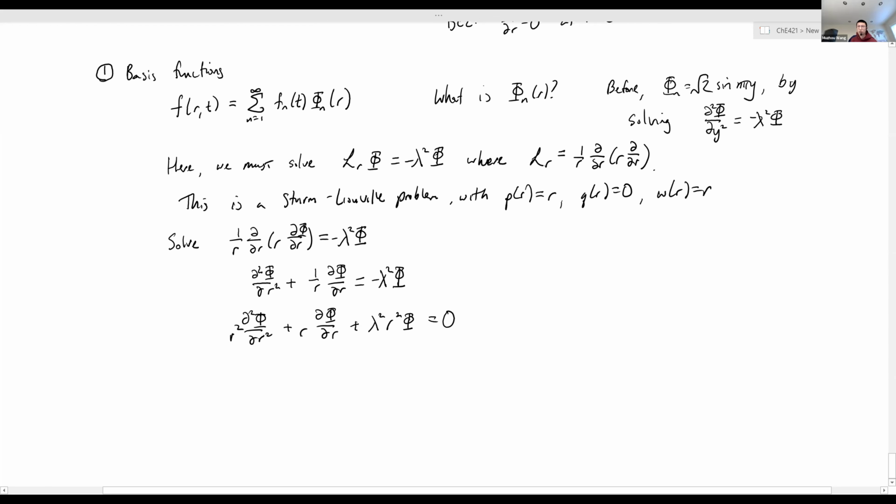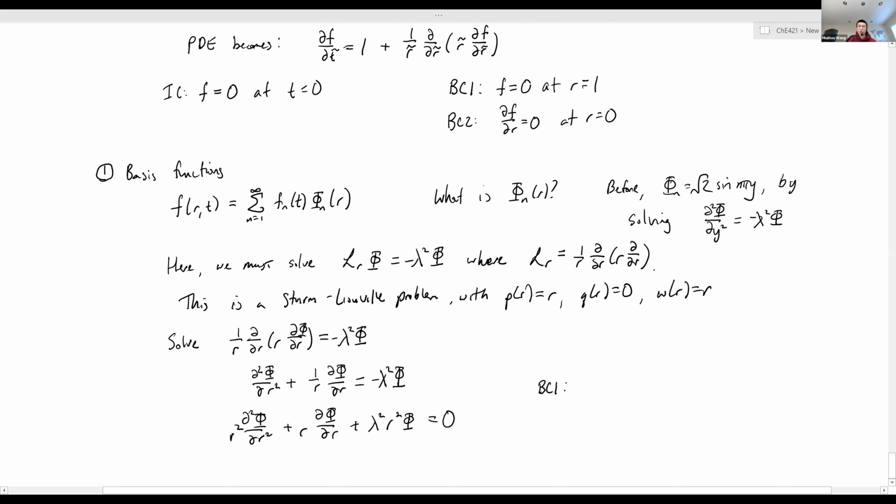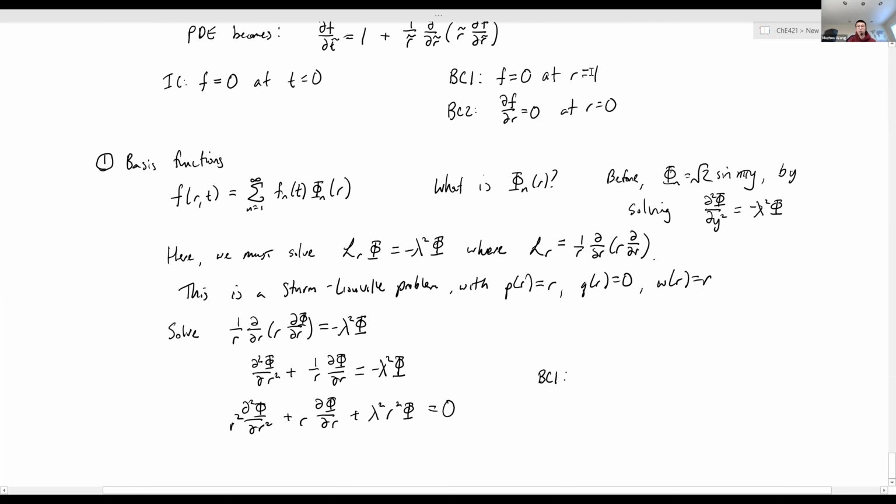Okay, with two boundary conditions, remember, the boundary conditions have to be the same type as what we have in our initial problem here. And so the two boundary conditions are that phi is equal to 0 at r is equal to 1, and that d phi dr is equal to 0 at r is equal to 0. Okay. Does anyone know what the solutions to this equation are?